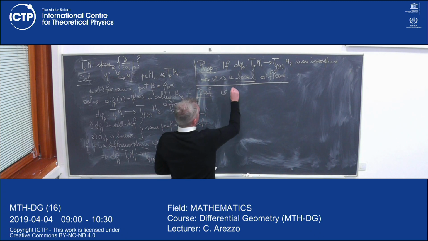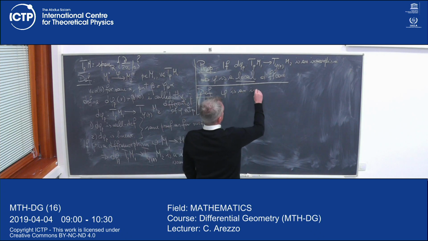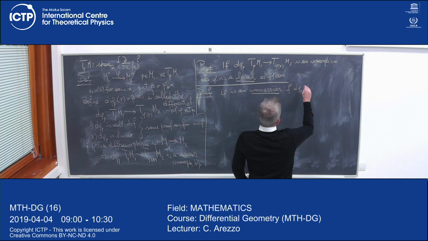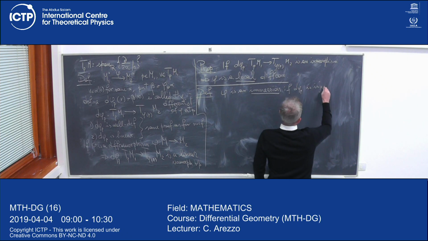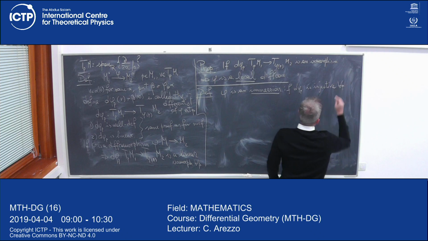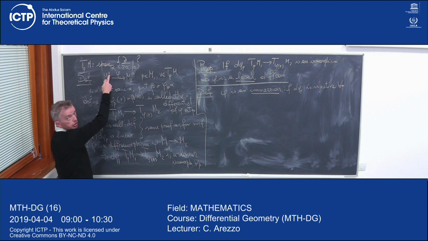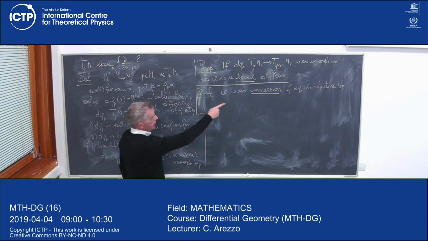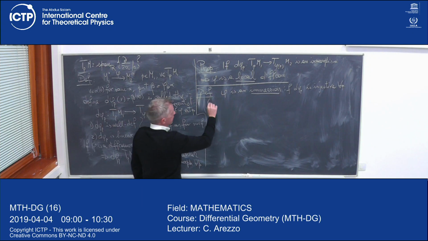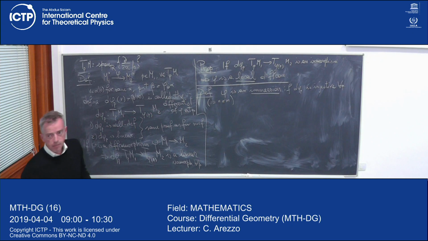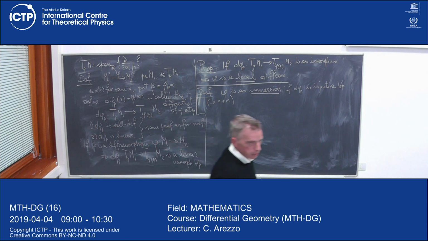So phi is an immersion if the differential is injective for any p. Note that this gives me automatically a condition on dimensions. Let me go back here: n was the dimension of M1 and m is the dimension of M2. This can happen only if n is less than or equal to m. So you can immerse something small into something big. That's even why the word.